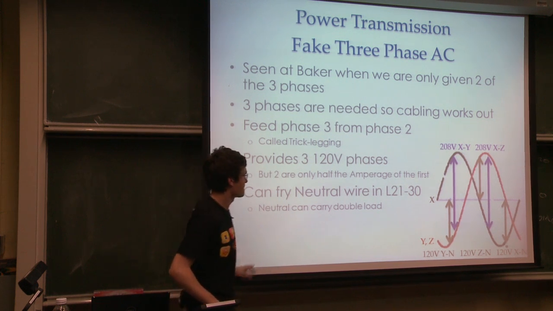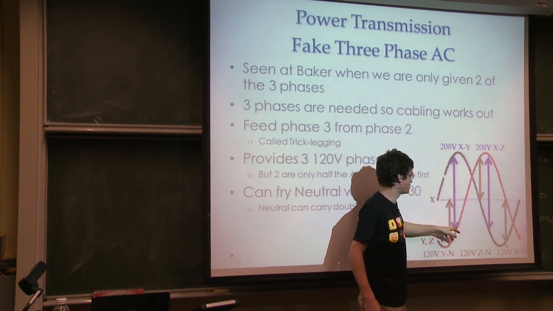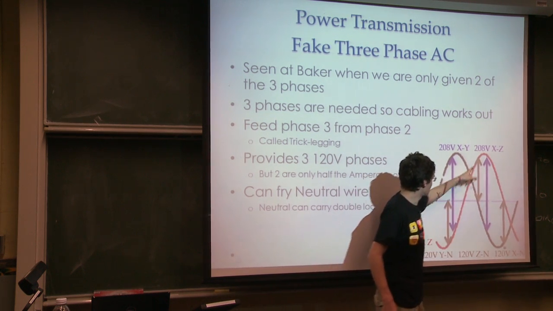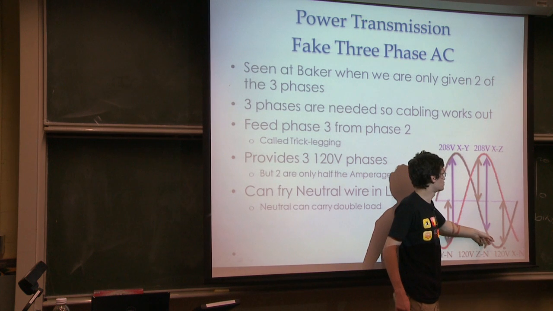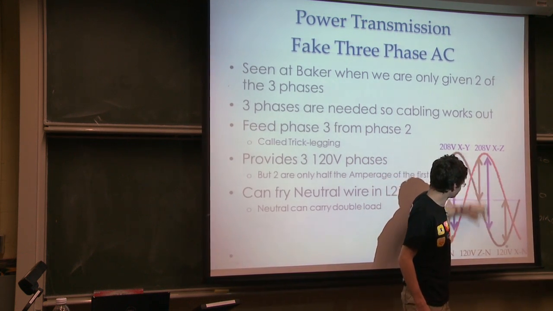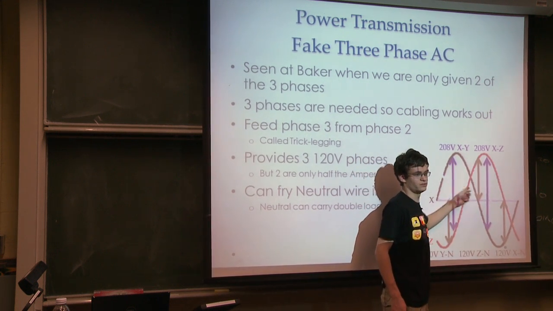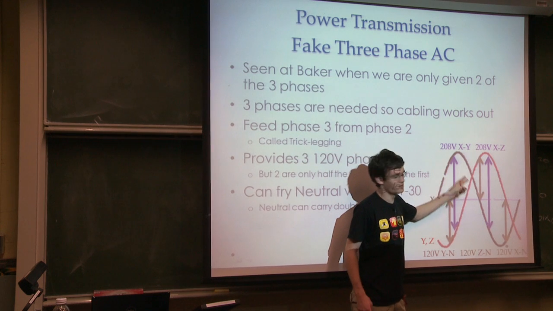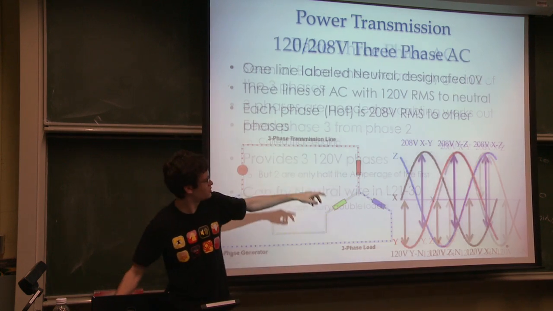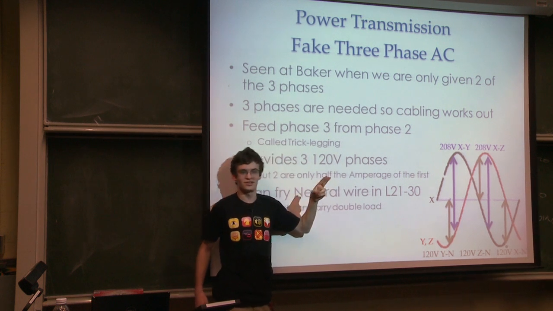That's my disclaimer. And what this gives you is essentially 3 phases where you can measure hot to neutral and get 120 volts. You have your Y, your Z, and your X, but you get 2 phases of 208 volt. However, you remember on 3-phase, you have 3 208 volts. Here you only have 2 because 2 of your phases are exactly the same thing, so the voltage between them is 0.